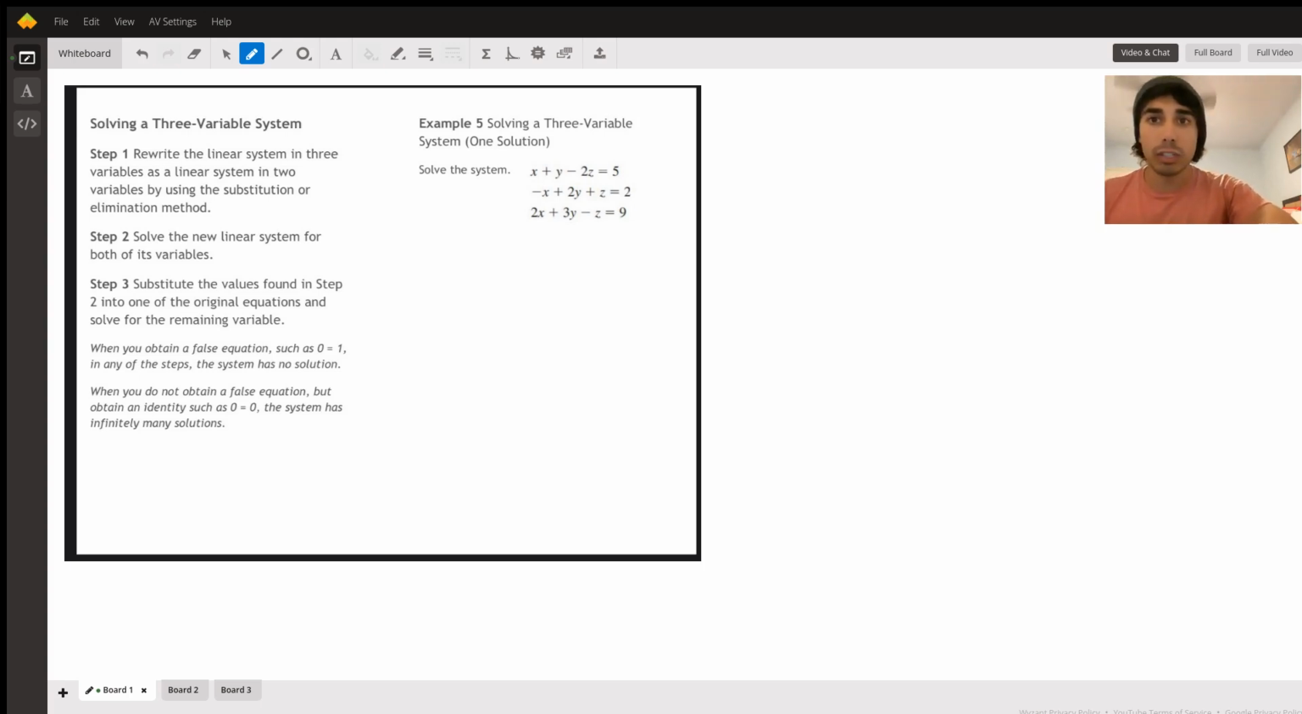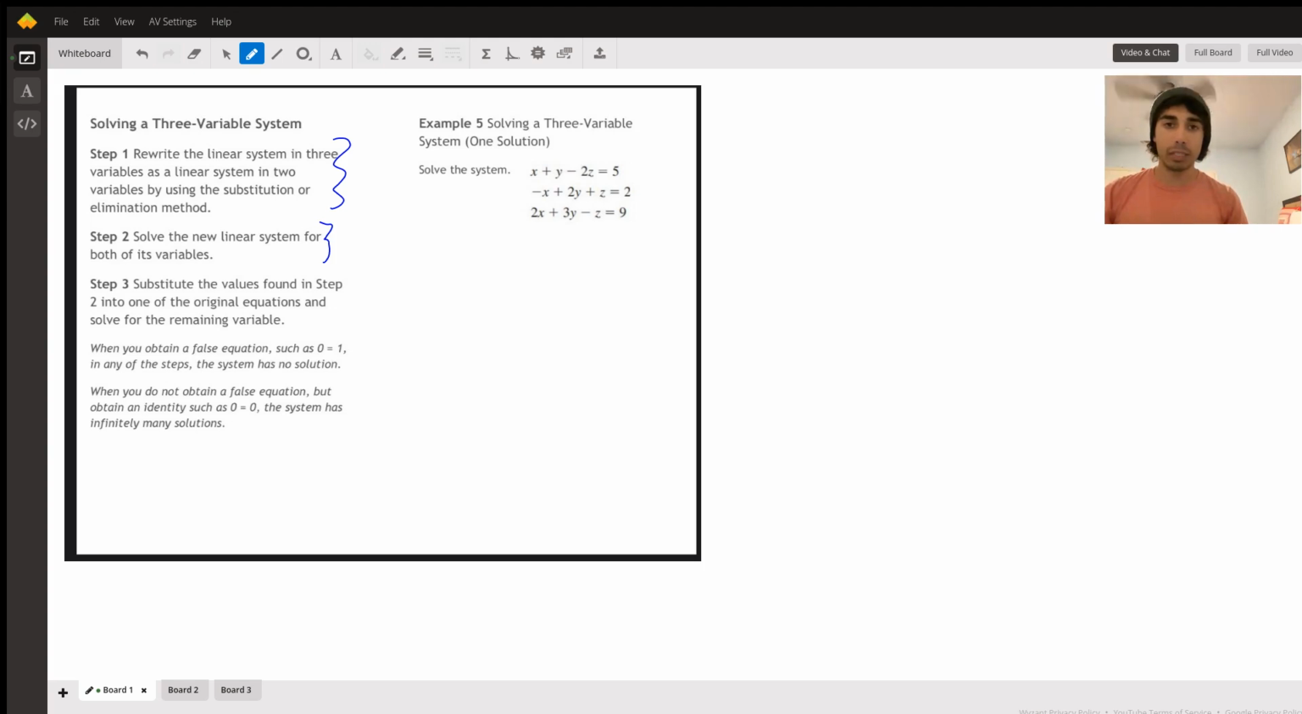All right, so here's what our steps are. The first thing that we're going to want to do, and this is the key, this is the big new step, is condense it down into two equations that only have two variables. So what we're basically going to have to do is find a way to eliminate one of these variables. Then step two is we're going to solve the system for both of its variables, because that's what we already know how to do. As soon as we have two equations and two variables, it's the exact same thing that we were doing on Friday.